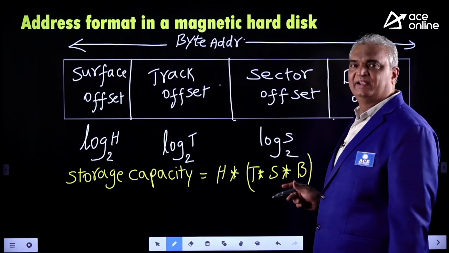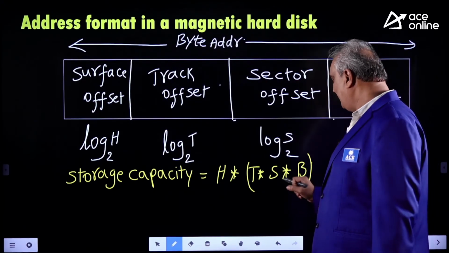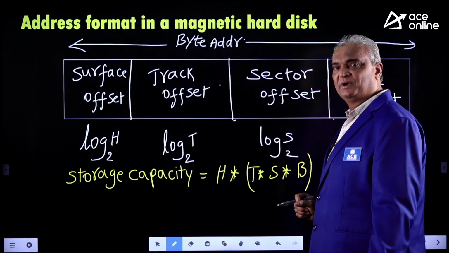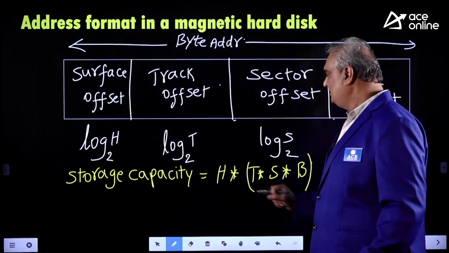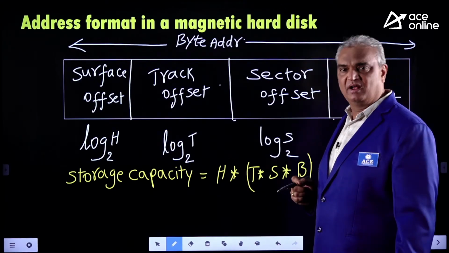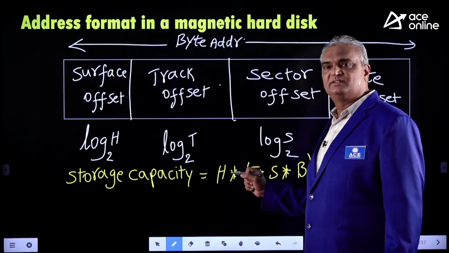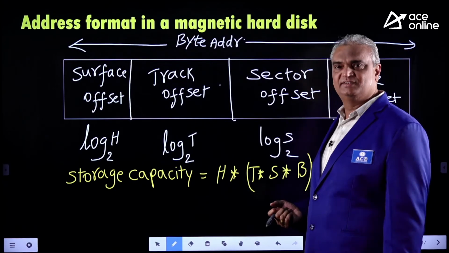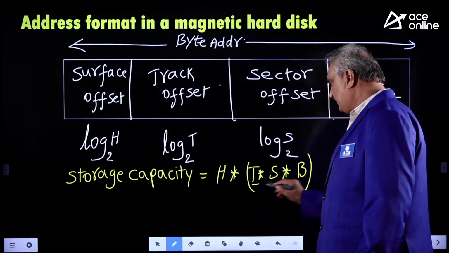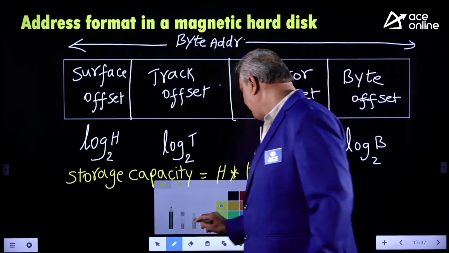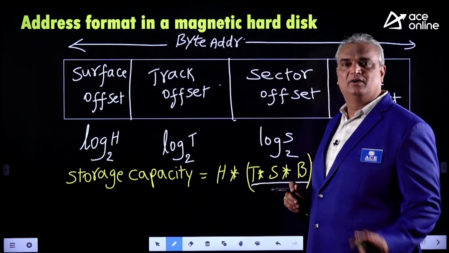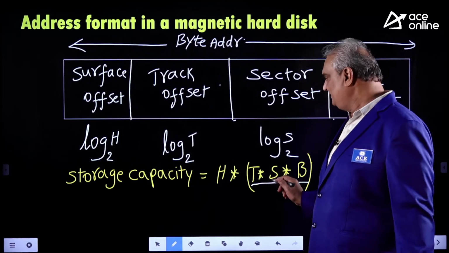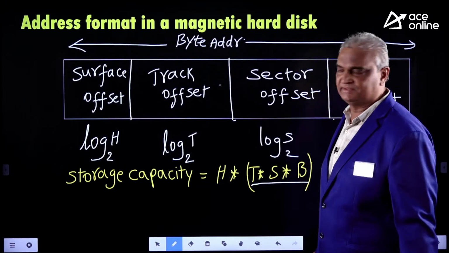Here, first you find T into S into B. What is B? Number of bytes in one sector. What is S? Number of sectors in one track. What is T? Number of tracks in one surface. What is H? Number of surfaces in hard disk. Means these three, look here, this computation provides the one surface capacity, into number of surfaces.